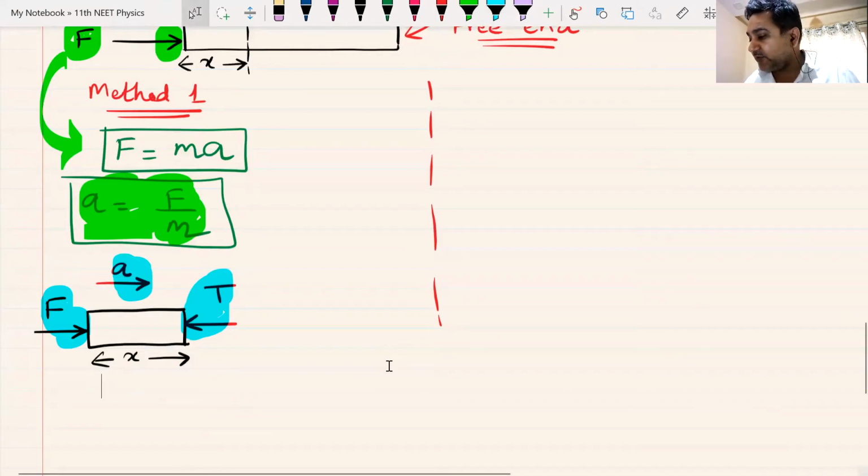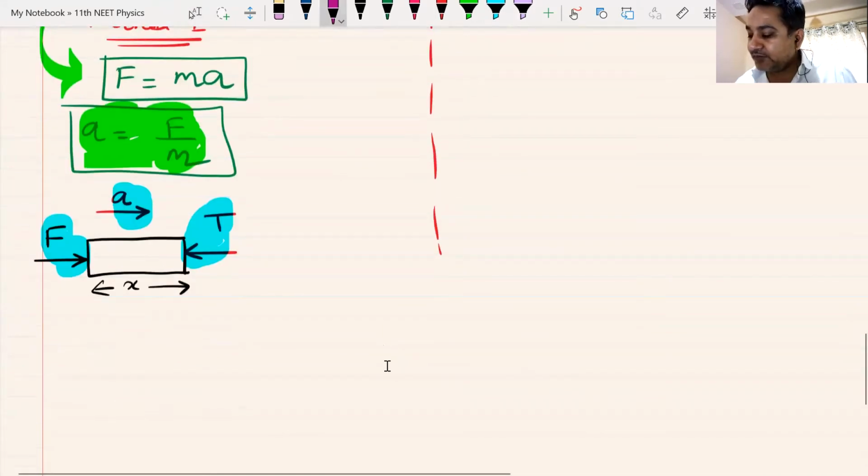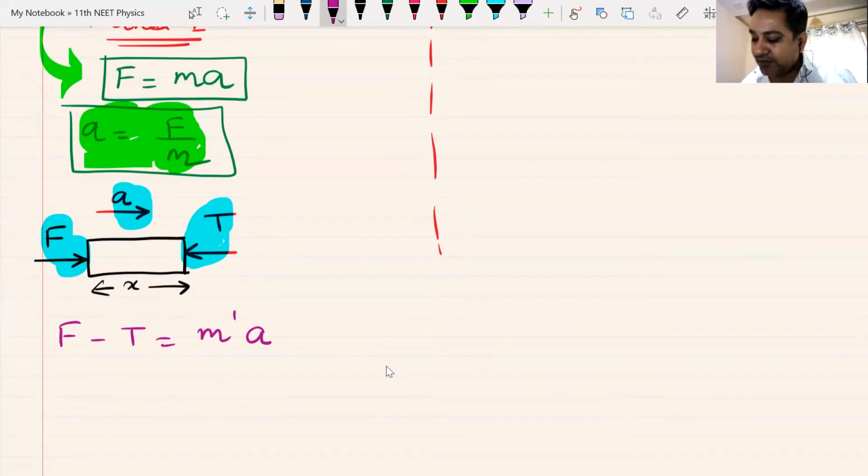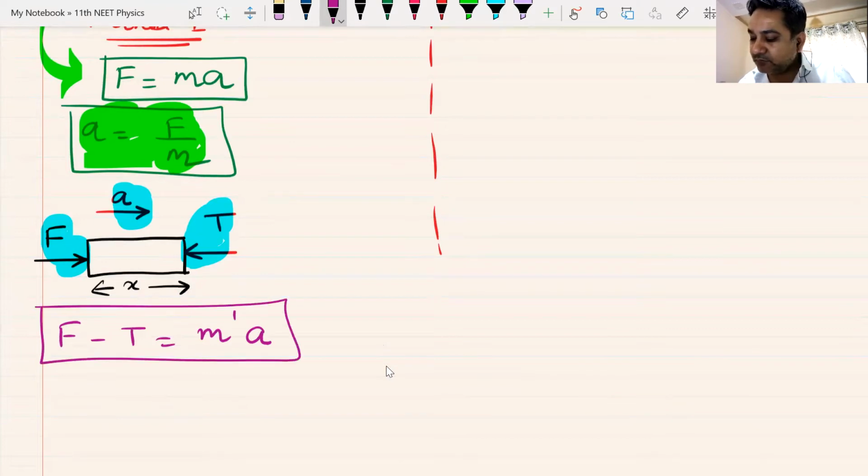What is the equation of this block? F minus T. F is here, T is here. F minus T is equal to its mass, m dash, into acceleration A, where m dash is the mass of this body, into A.